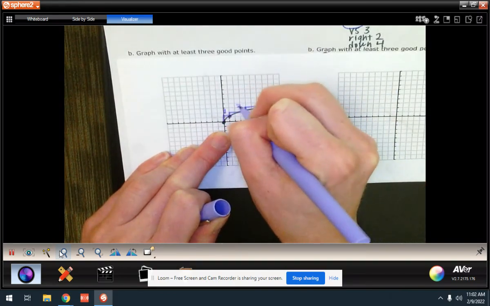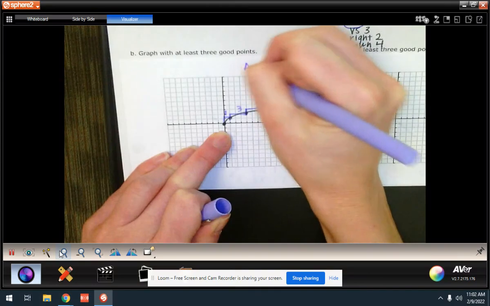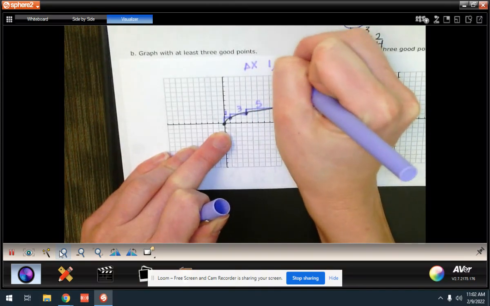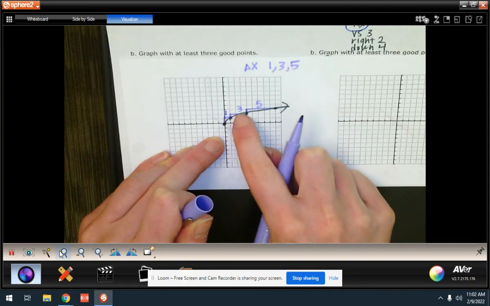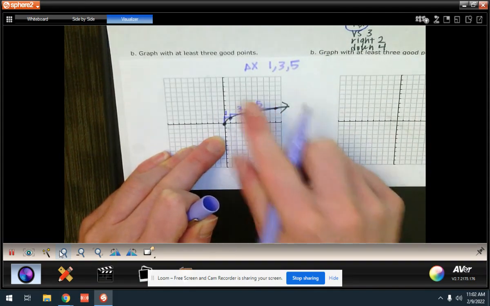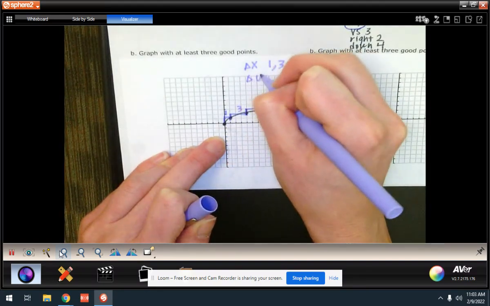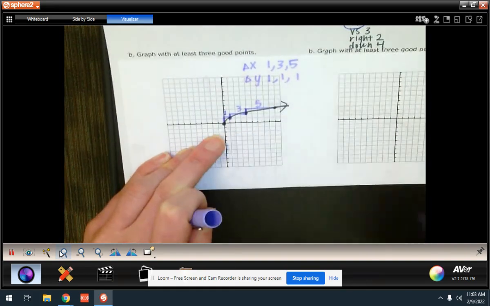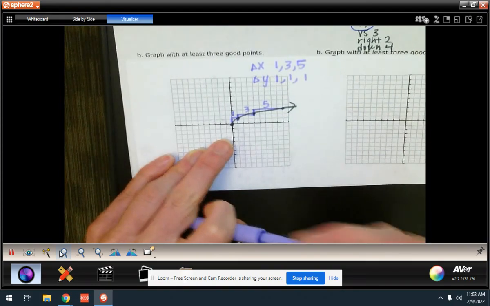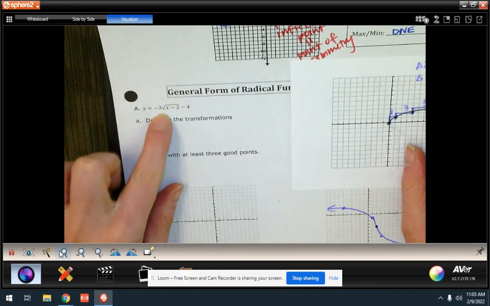So we have a 1, 3, 5 pattern just like we did for quadratics, only now the 1, 3, 5 pattern is our change in x. The change in x's go from 1 to 3 to 5, but the change in y's are just up 1 every time. For these inverse functions, our change in y's are the ones that stay consistent. So we're going to use that to help us graph this square root function.